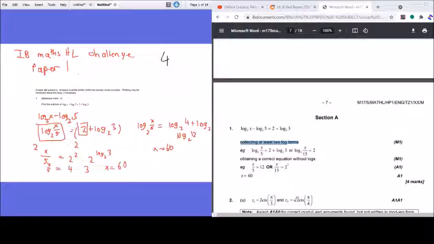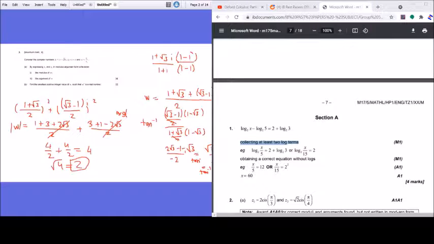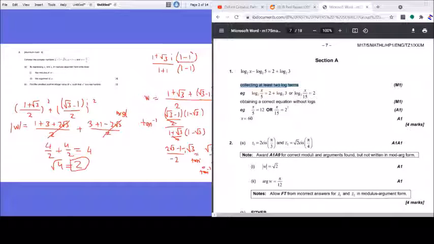I'm going to mark it in a different color because I think I'm going to lose a lot of points. Okay, A is z1 equals 2 cis pi over 3, and z2 equals square root of 2 cis pi over 4. I didn't actually do that, so I lost 2 points automatically. Award A1 A0 for correct moduli and arguments found but not written in mod-arg form. This mod-arg form has to be written in cis form, or cosine plus i sine.